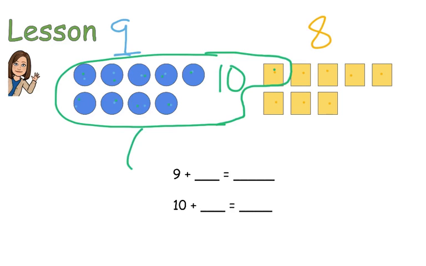So now we're going to write this step as an equation. It says 9 plus blank. So how many did we borrow here? 1. And that made a group of 10. Because 9 plus 1 equals 10.